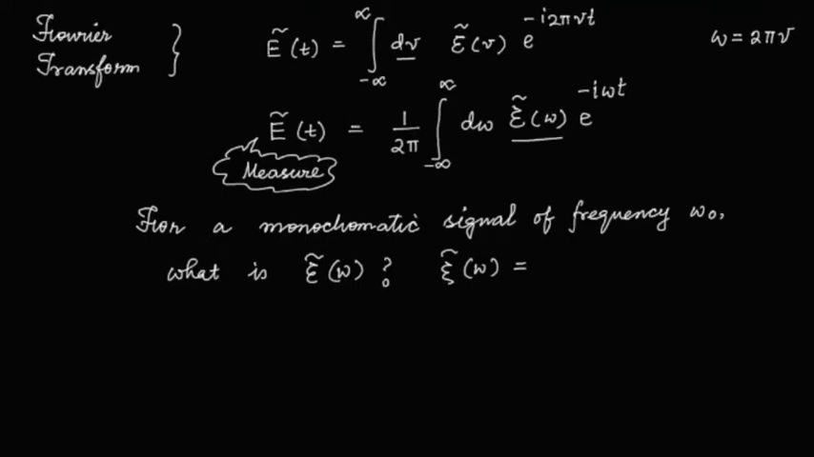So, a Dirac delta function. Yes, this is a Dirac delta function. So now we know that. If it is a monochromatic signal, I can guess that it will be a Dirac delta function. But what if it is in general?